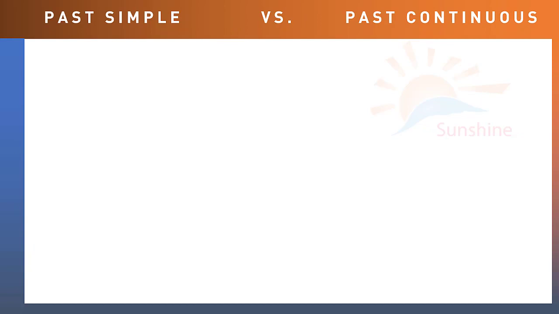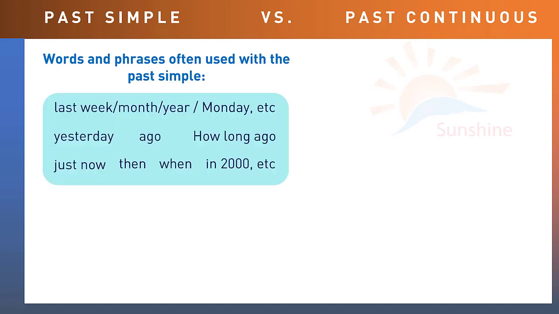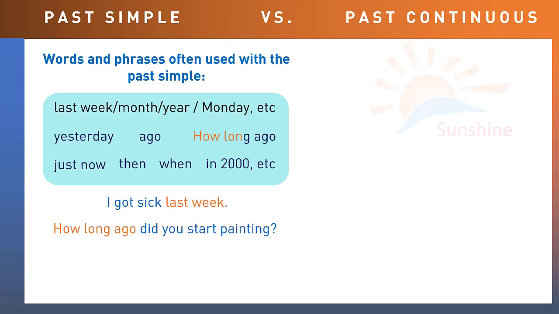Here are some words and phrases commonly used with each of these tenses and some example sentences. First, for the past simple. I got sick last week. How long ago did you start painting? You looked pretty upset just now. What age were you then?